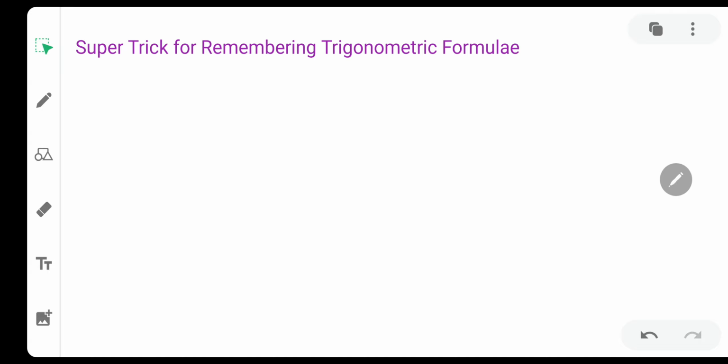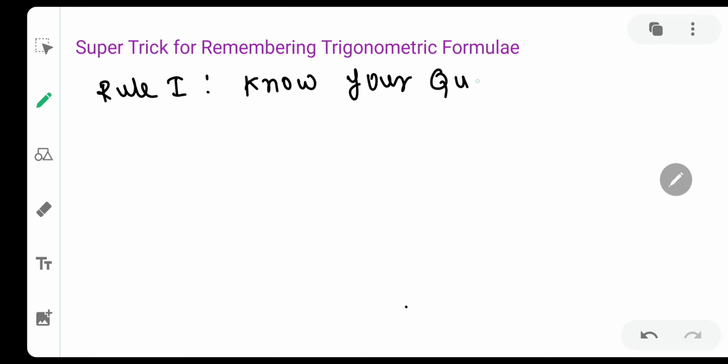Today we are going to see an awesome and very super trick for remembering all the trigonometric formulae. But for that you need to first understand three rules. Now our rule 1 is you should know your quadrant. Know your quadrant. Let us understand this rule first.